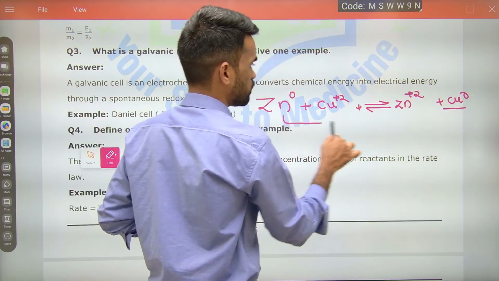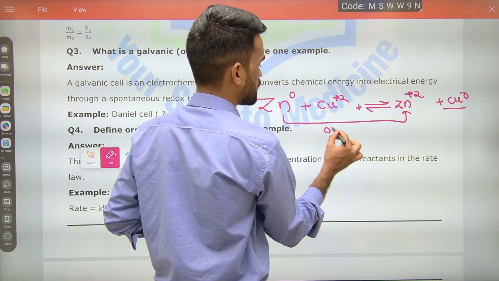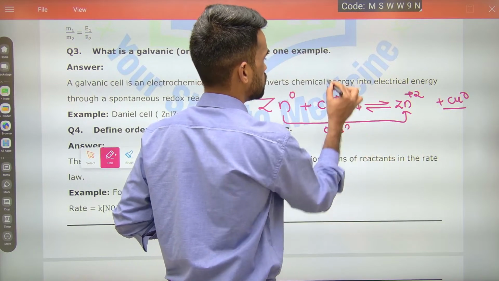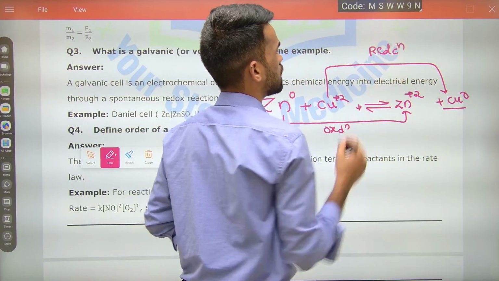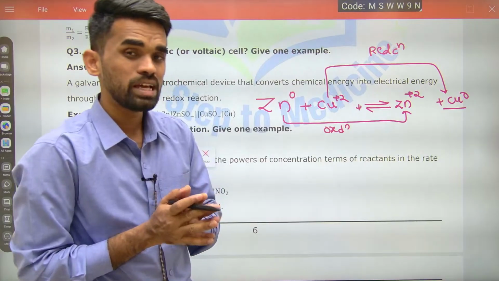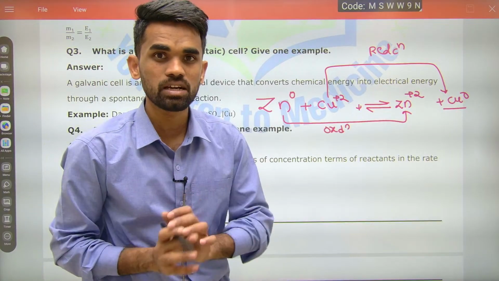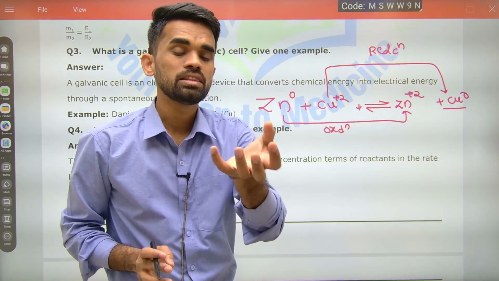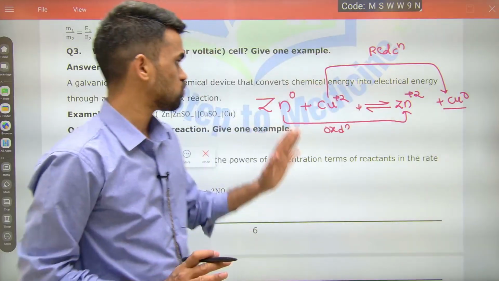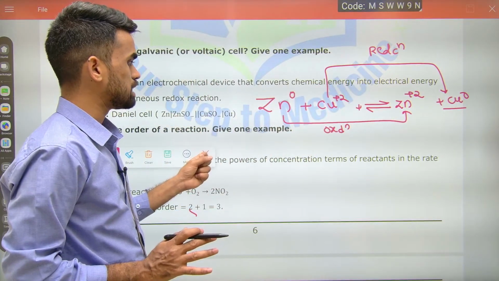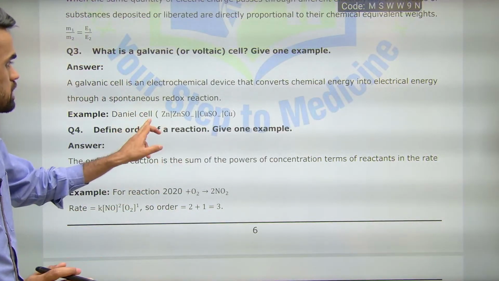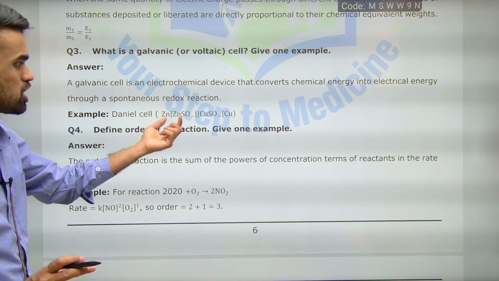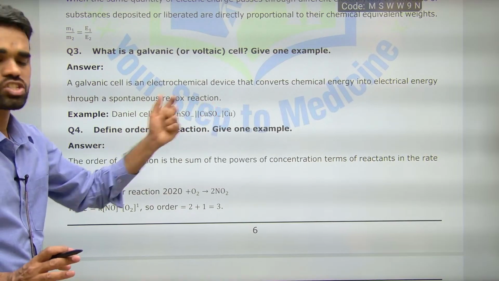So what is happening from here to here? Oxidation taking place. From here to here, reduction. This is how a spontaneous redox reaction takes place in the electrochemical cell that produces electricity. This is what happens in electrochemical cells or galvanic cells. This is how you can represent the first oxidation reaction, salt bridge, then reduction reaction.